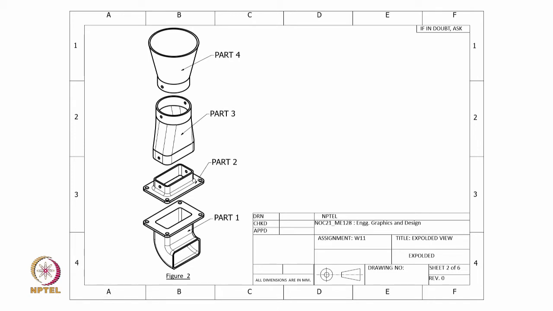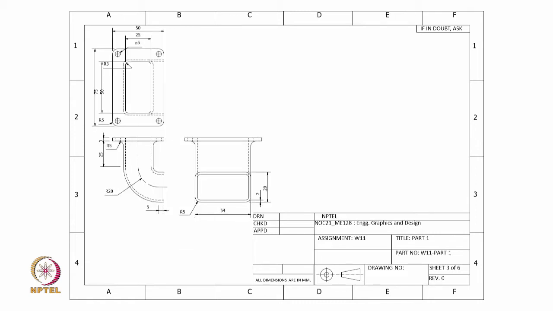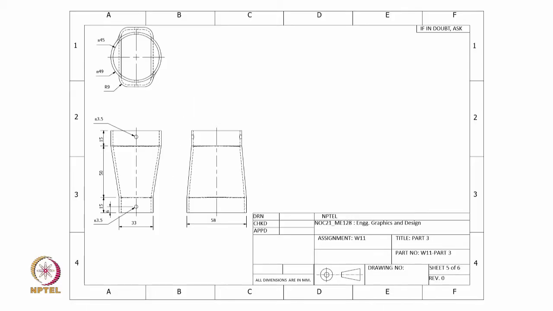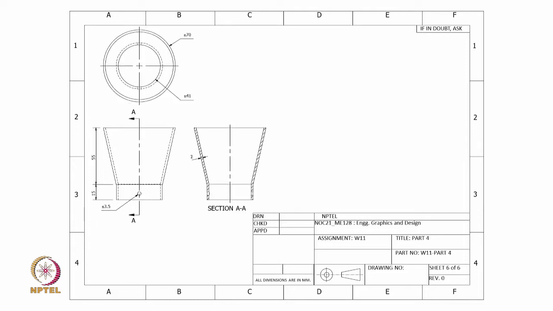We also have the part drawings of each of these parts, starting with part 1, which is the bottommost part. Second is part 2, which is in between part 1 at the bottom and part 3 in the middle. Next is part 3, which is again on top of parts 1 and 2. So, it is second from the top, and lastly we have part 4, which is sitting on top of all the 3 parts.